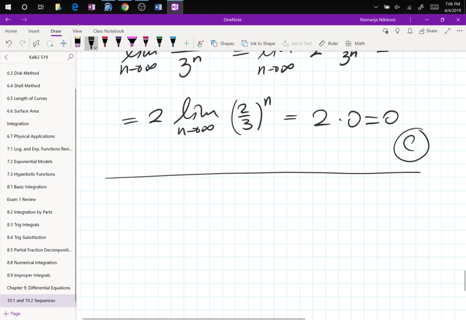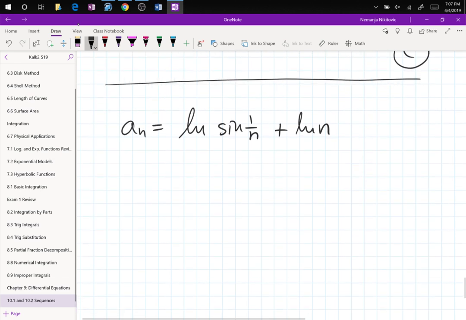Well, if this is tripping you, then the next one is not yet there. Let's give it a good old college try. This one actually is pretty good. The next problem is ln of sine of 1 over n plus ln n.